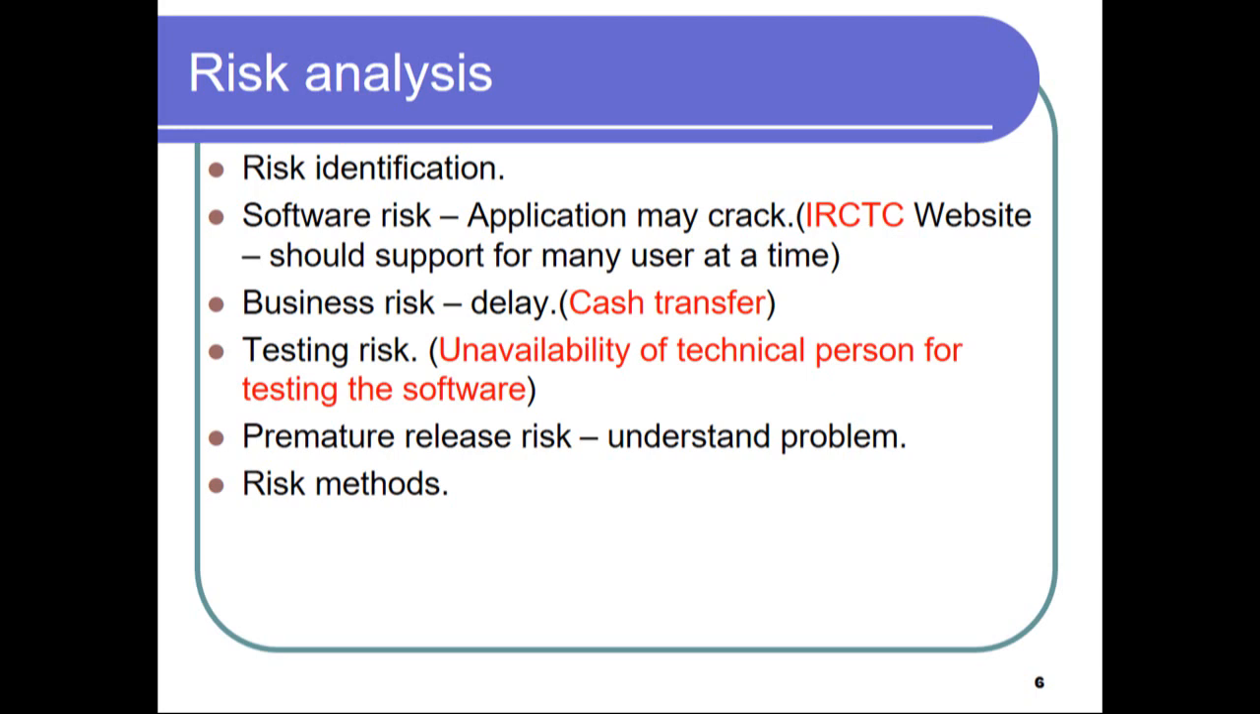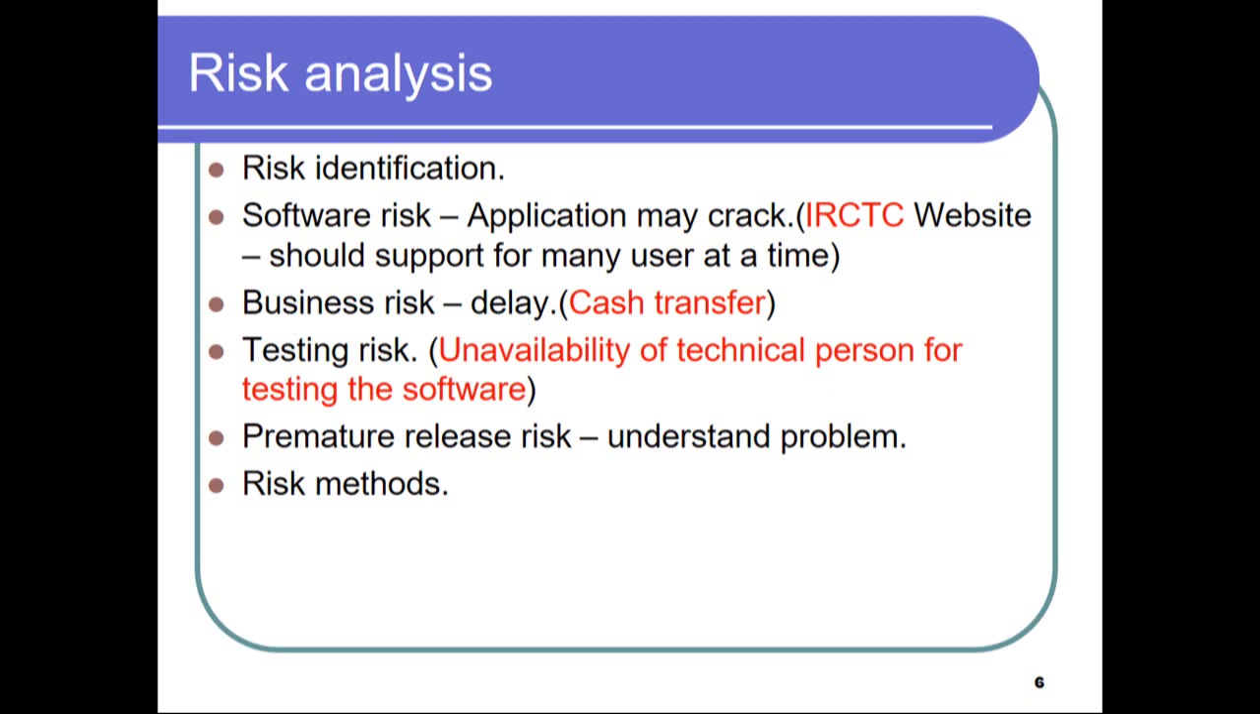Okay, testing risk is unavailability of a technical person for testing that software. Yes, definitely this is also possible. Okay, technical person is not there to test that developed application. Okay, and premature release risk also is there. So without understanding the problem properly, and then releasing the software to the customer, and from the customer side we are getting a feedback with that. Again, one more retesting of that particular one, and then that risk will be reduced. So all this should be analyzed.